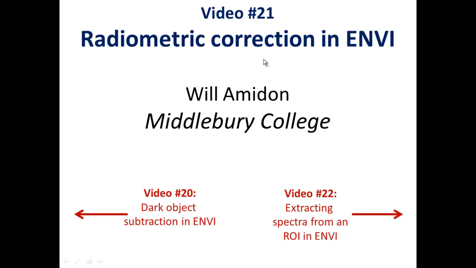So recall we're working on a Landsat image. Our ultimate goal is to try some spectral mixing. In the last video I showed you how to use dark object subtraction to estimate path radiance and remove it from our image by subtracting the value of the darkest pixel in the image. So in this video I want to show you how to make a radiometric correction.